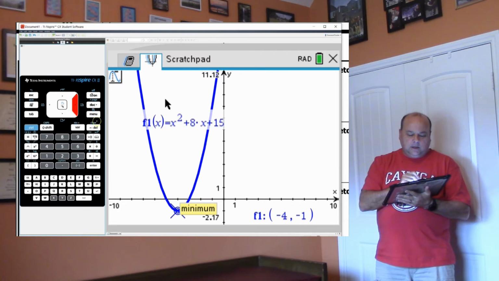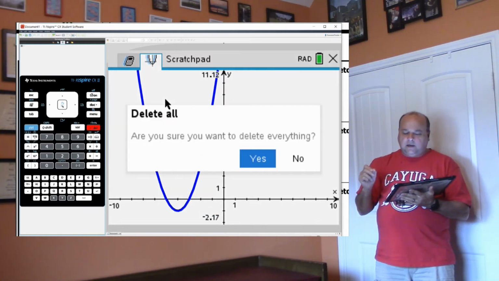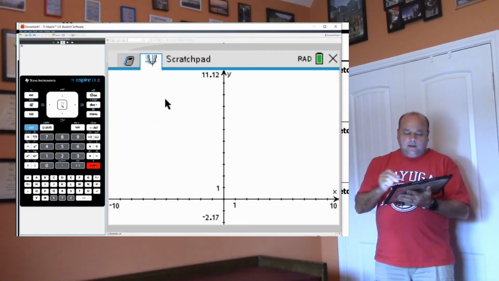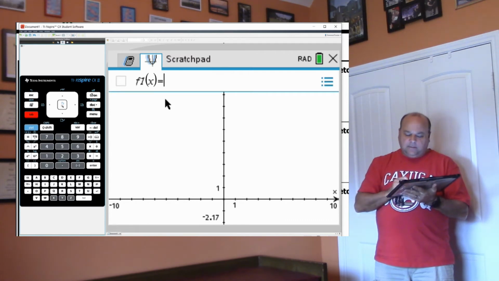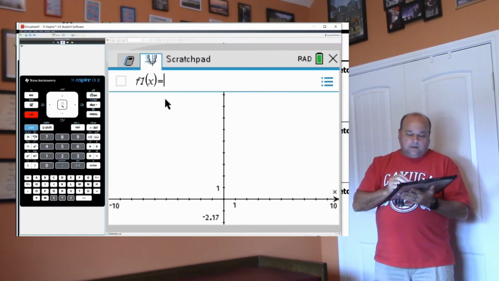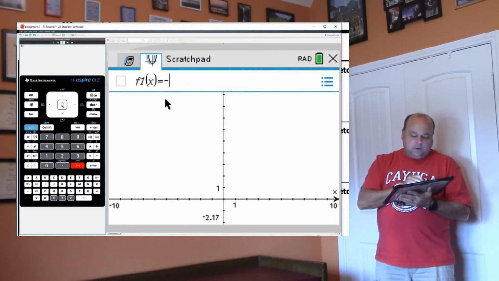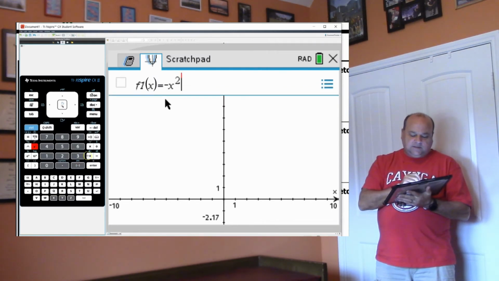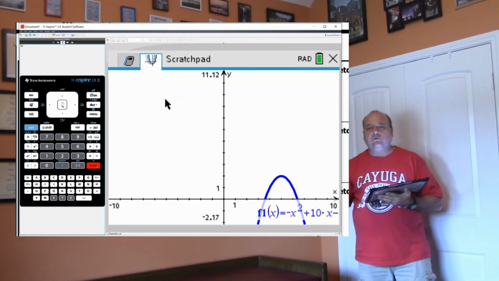Where am I at here? Delete, delete, delete. That deletes the graph. Hit enter. Hit tab. Now then I'm going to graph -x squared plus 10x minus 23. Hit enter. And boom, I got this graph, right?